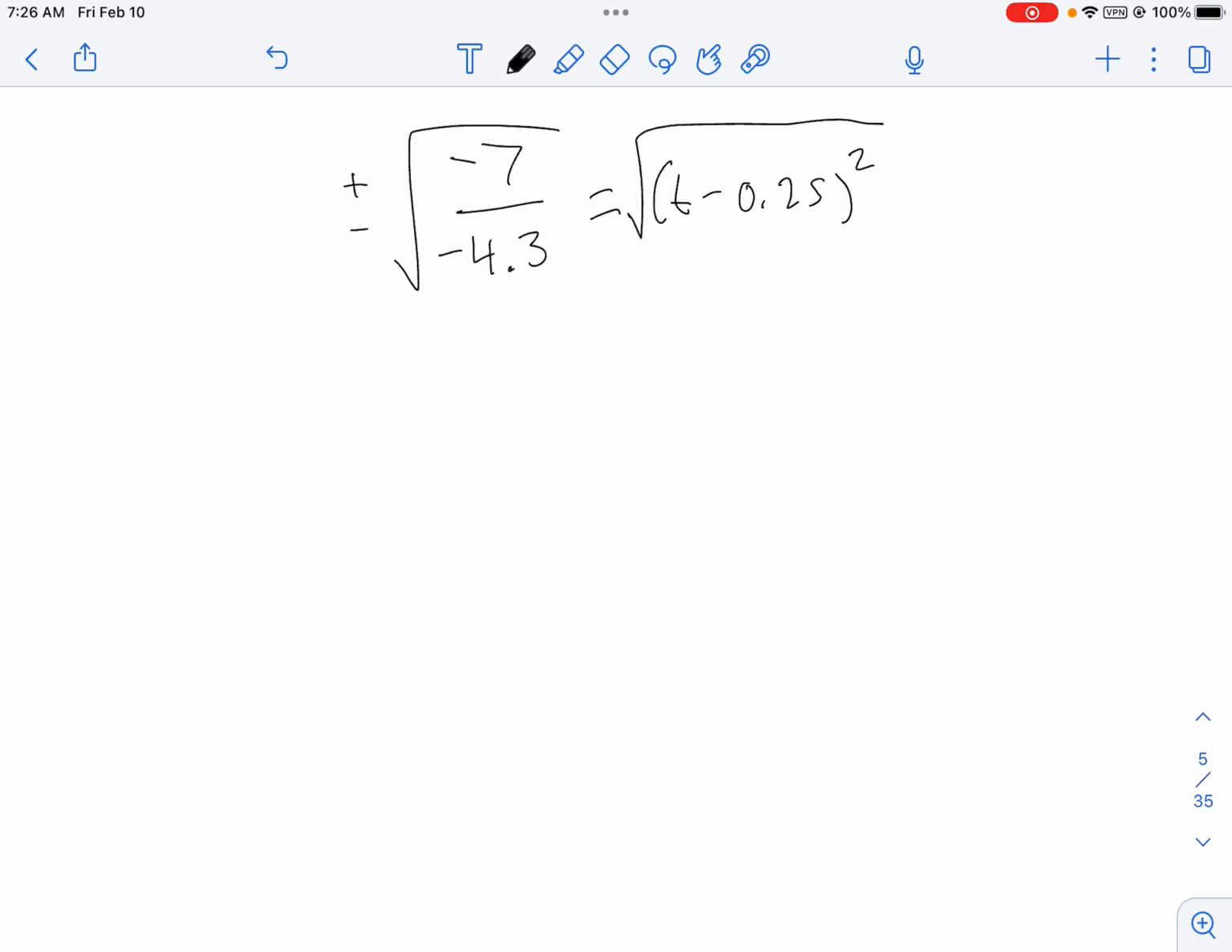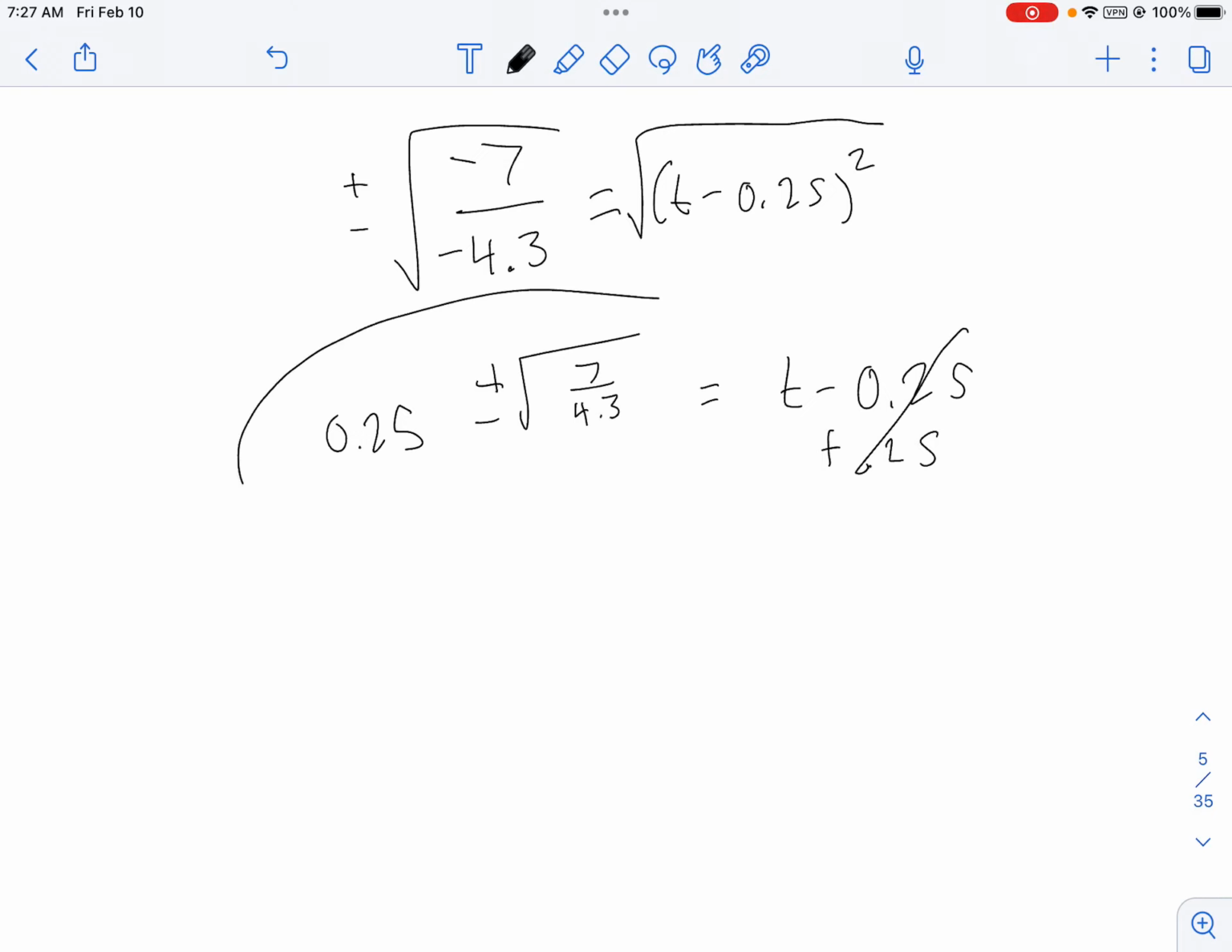So now we have plus or minus the square root. Negative over negative is a positive, so I'm just going to write 7 over 4.3 equals t minus 0.25. Last but not least, t goes alone by adding the 0.25 to both sides. Those are gone, and then t equals this thing.